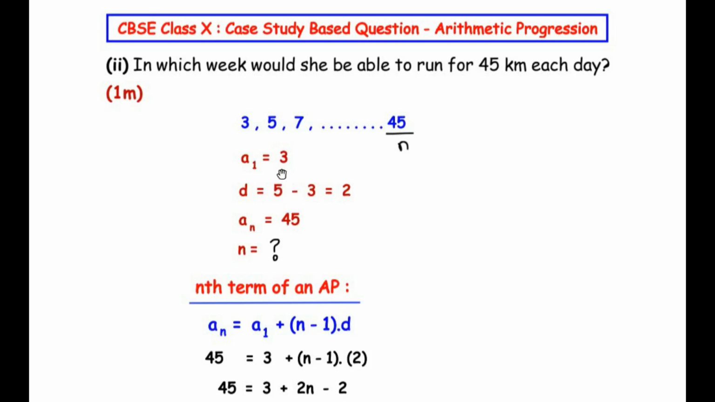Now just plug in the values which we have over here. So an is 45, equal to a1 which is 3, plus n, which we do not know, minus 1, times d, where d is 2. Now 45 remains the same, equal to 3 plus. Let us expand the brackets, that is 2 multiplies with n giving us 2n and 2 multiplies with negative 1 giving us negative 2.